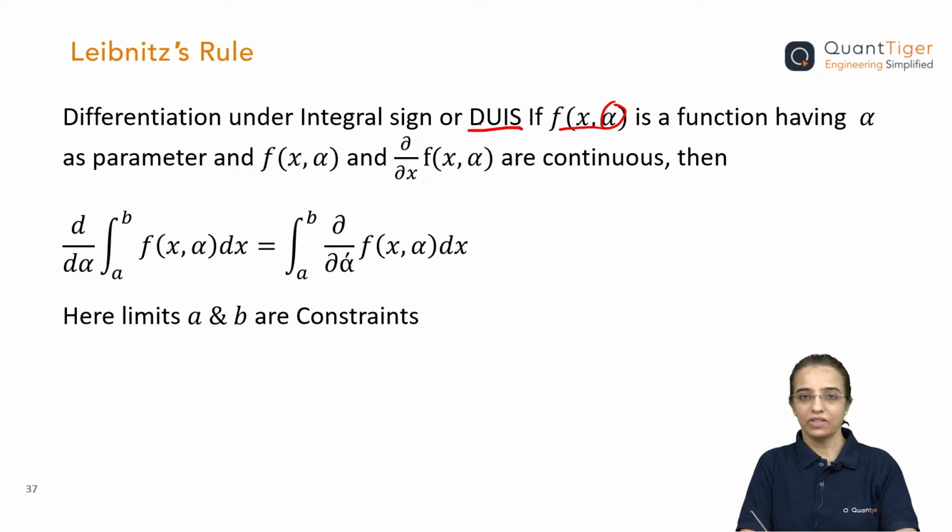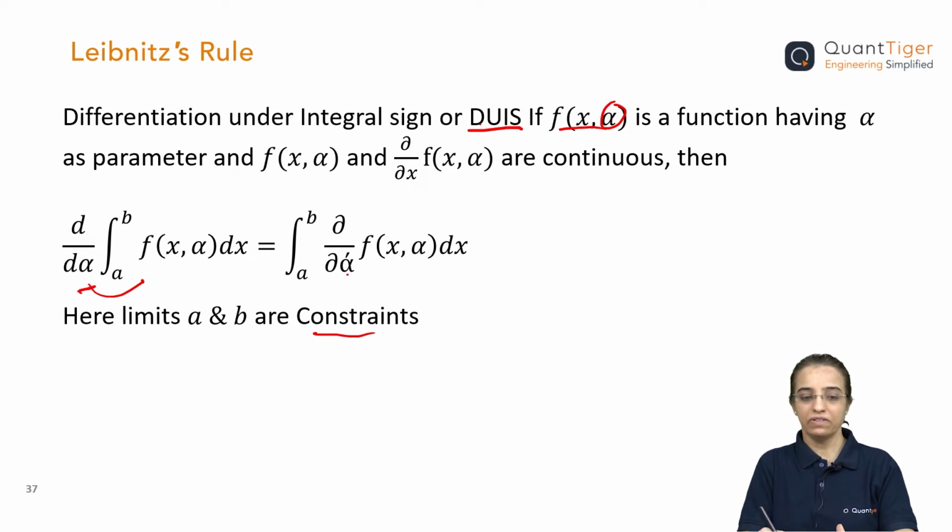Whenever the function is having some parameter, in that case the rule says, if we differentiate this function with respect to that parameter, with constant limits, which we call constraints, then this is equal to shifting this differentiation inside the integration sign. That's the reason we call it differentiation under integration sign, because on the right hand side we have shifted the differentiation inside the integration sign. Here it became partial differentiation.